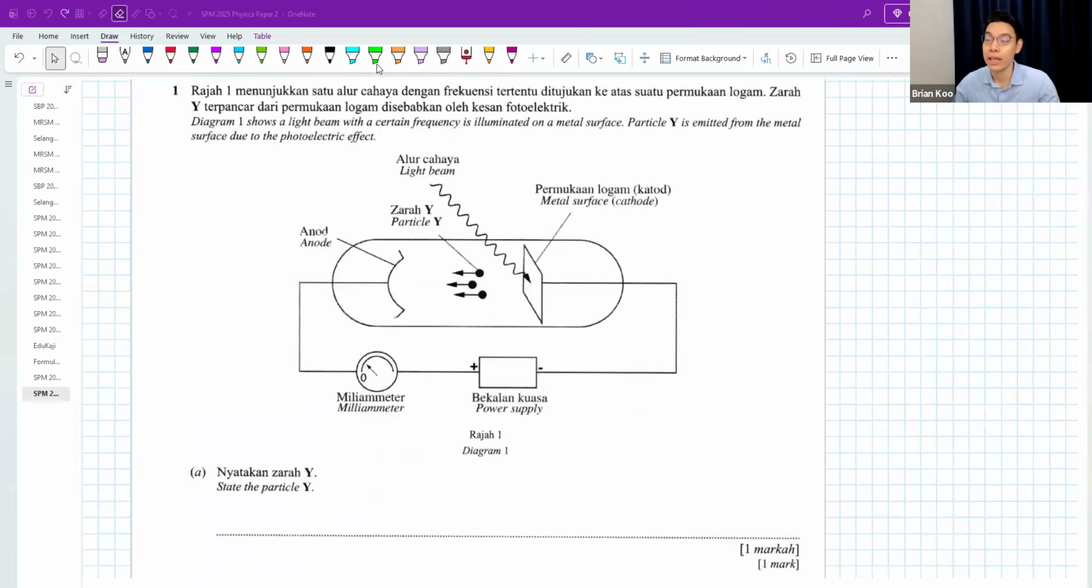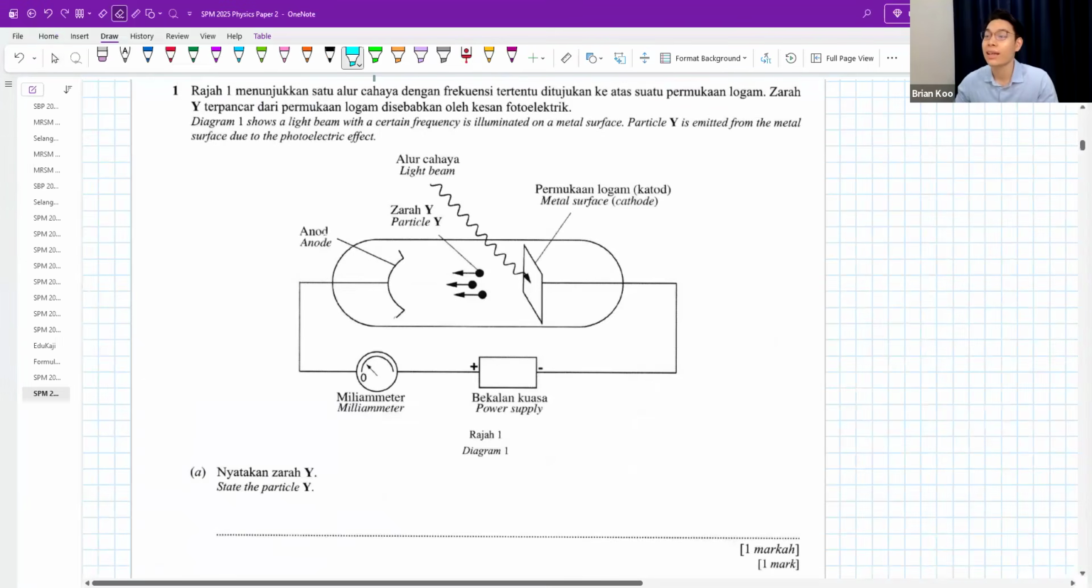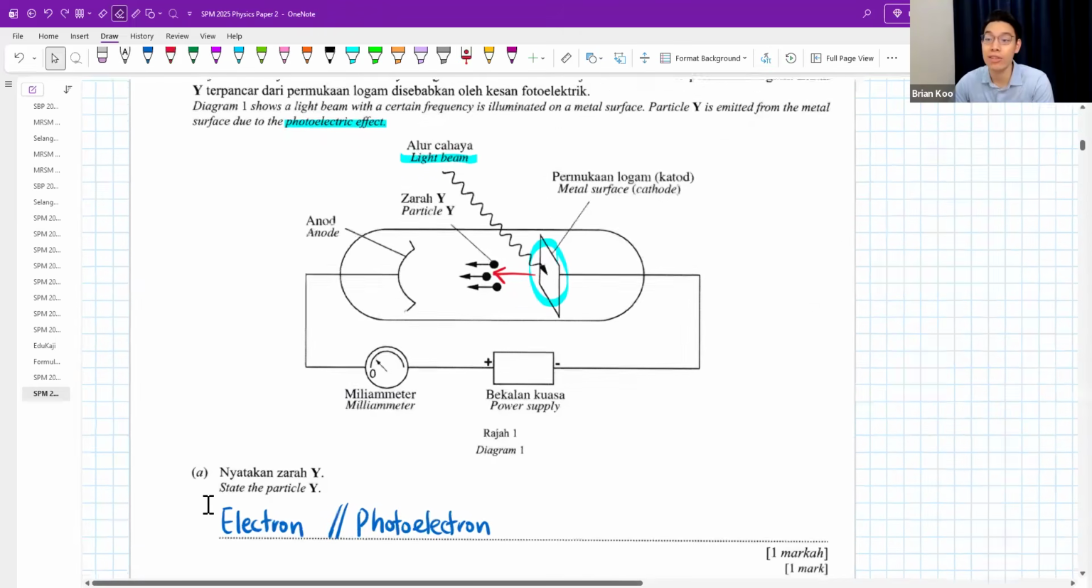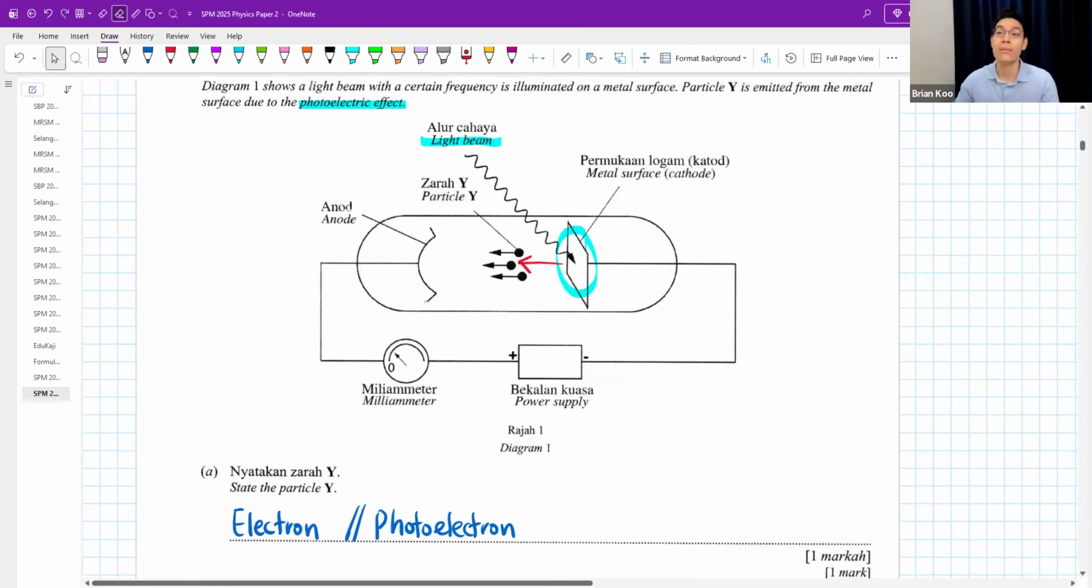Usually, photoelectric effect is a pretty popular topic. Now, as long as you know the whole concept is you shine some light onto a metal surface and electrons get emitted, you're good. Usually they just need you to know this. That's the bare minimum. So particle Y is what we call an electron. Okay, you can also say it is a photoelectron. That is even more accurate. Guys, please know that they are the same thing. Photoelectron is just an electron that comes out because you shine some light.